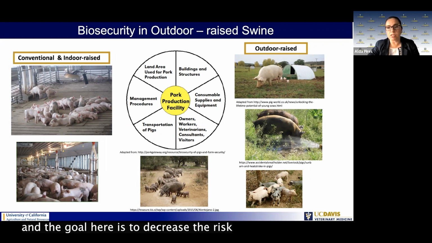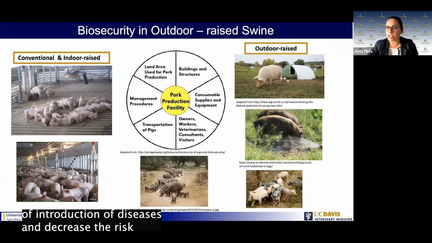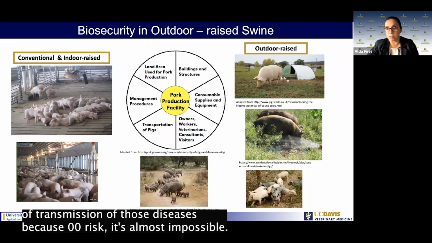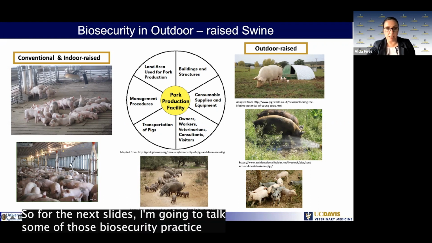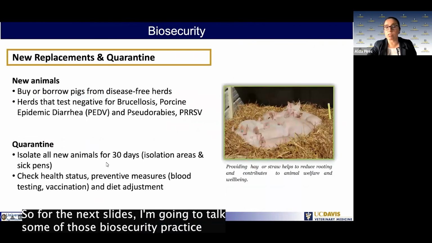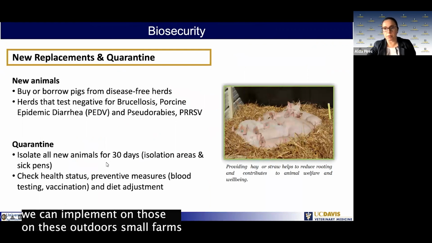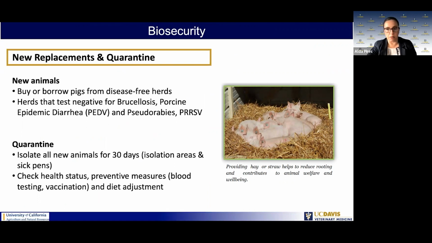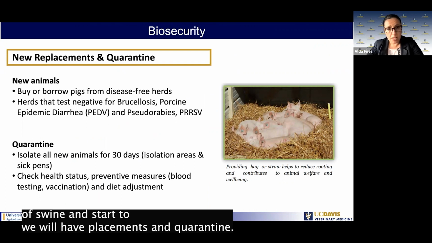And the goal here is to decrease the risk of introduction of diseases and decrease the risk of transmission of those diseases, because zero risk is almost impossible. So for the next slides, I'm going to talk about some of those biosecurity practices we can implement on these outdoor small swine farms. And start with new replacements and quarantine.